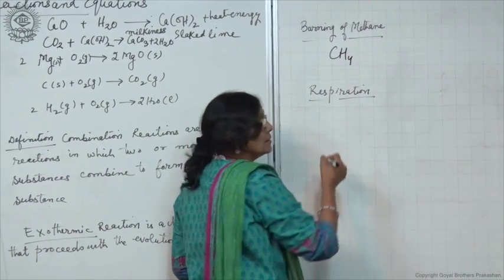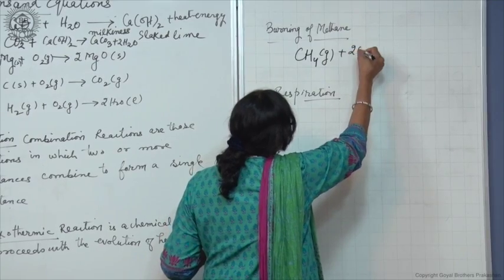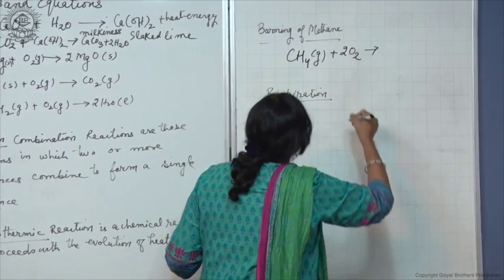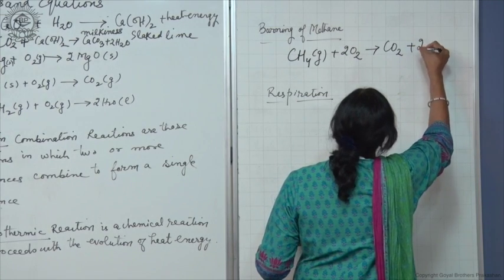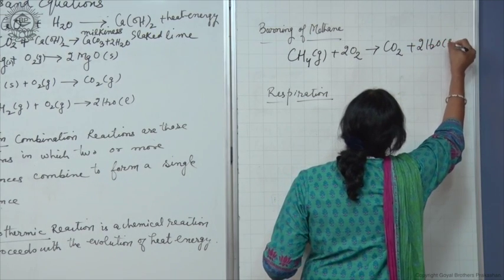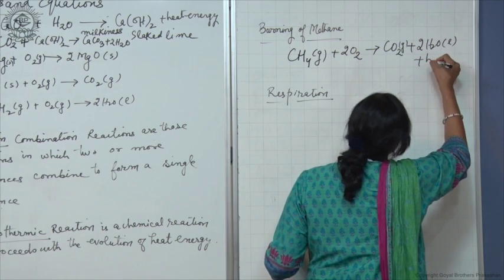Formula of methane is CH4, it is a gas. When it burns in air, it combines with oxygen and it forms carbon dioxide and water, and a lot of heat energy is generated.